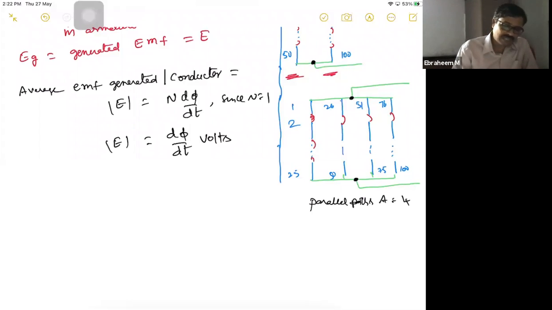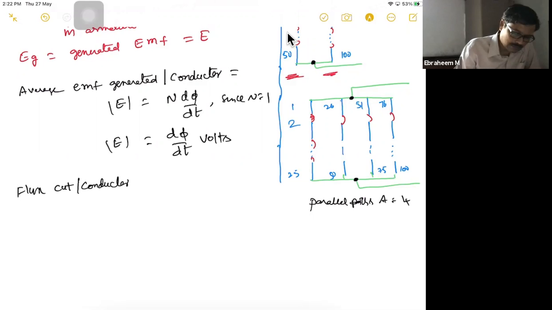So now let us calculate d phi and dt, then it is over, right? Average EMF generated per conductor is d phi by dt, so I must know d phi and dt to calculate how much voltage is induced. So now, the flux cut per conductor in one revolution, that is d phi.